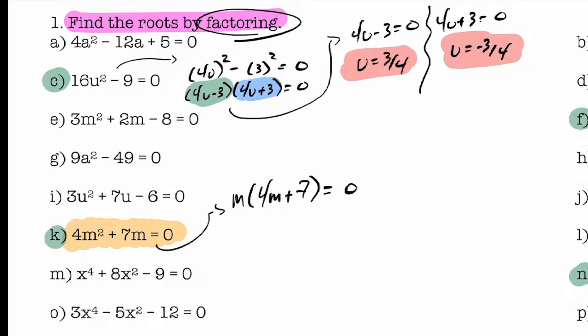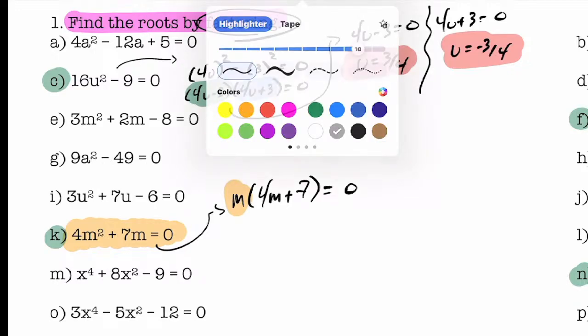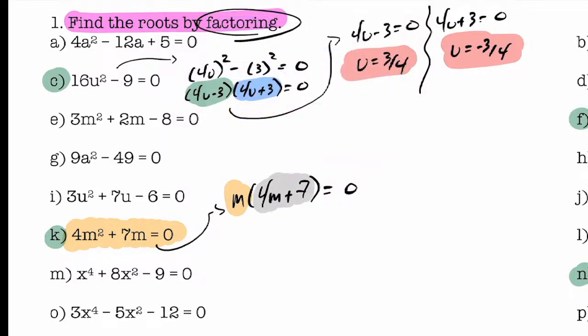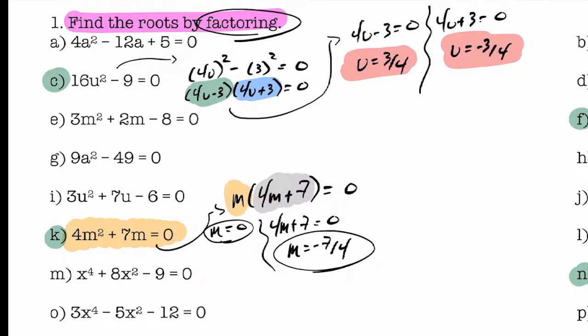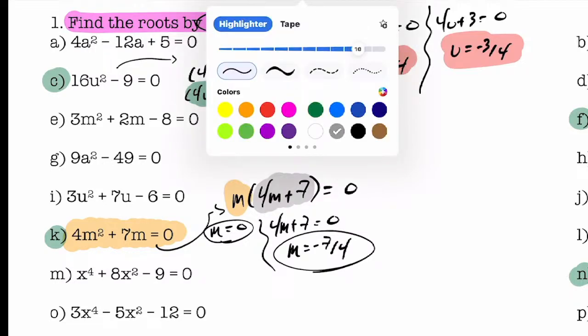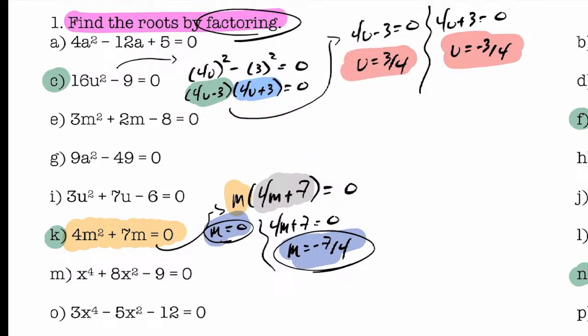But now this is factored, right? I have the product of two expressions. Either m is 0 or 4m plus 7 is 0, and those are your two options. So either m is 0 or 4m plus 7 is 0, in which case m is minus 7 over 4. So these are our two answers for this one.